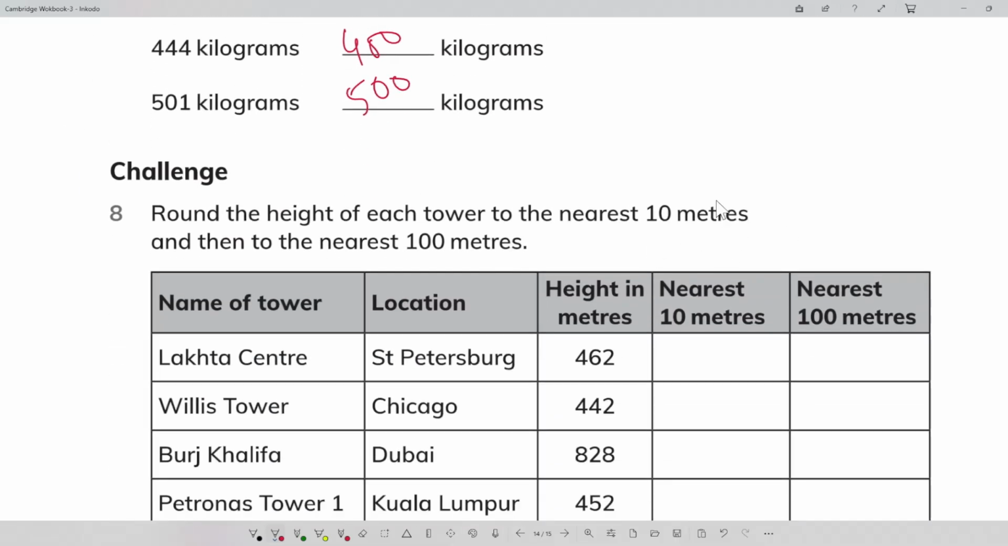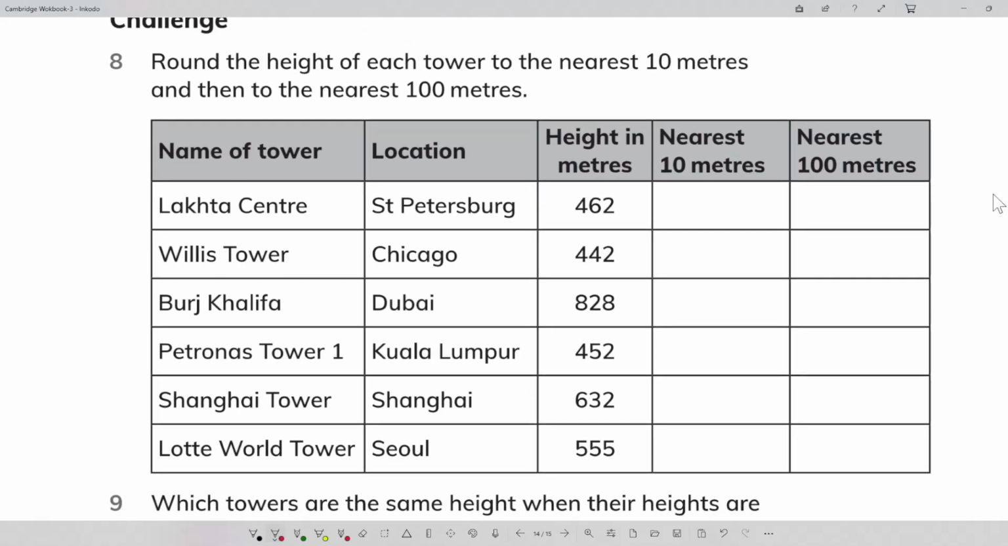Now round the height of each tower to the nearest 10 meters and then the nearest 100 meters. So St. Petersburg has the Lakhta Center, whose height is 462, and the nearest 10 we can say is 460, and the nearest 100 meters is 500 meters. 442, the nearest 10 is what? 440, and the nearest 100 is 400.